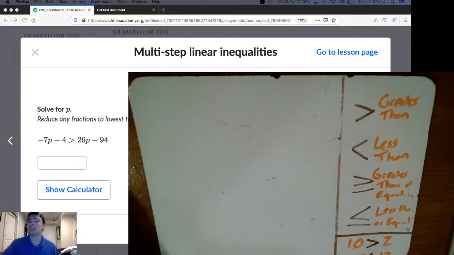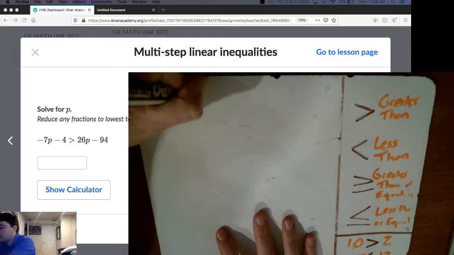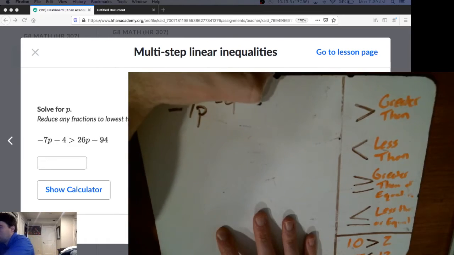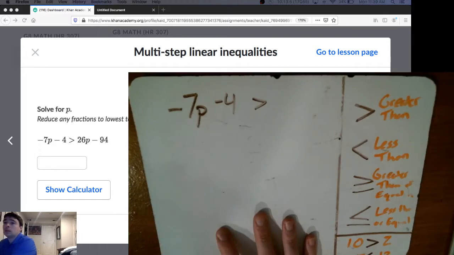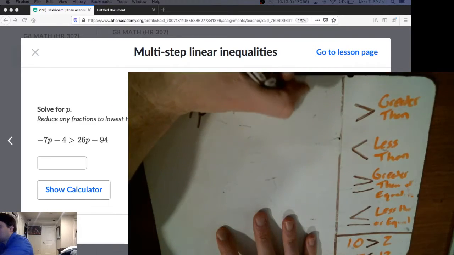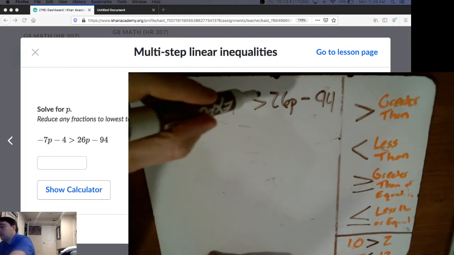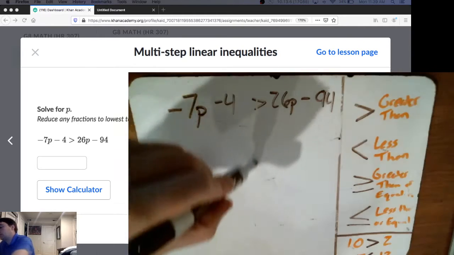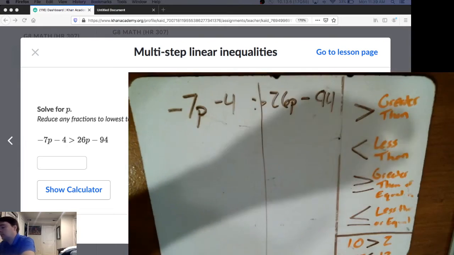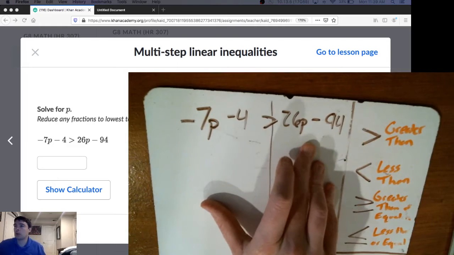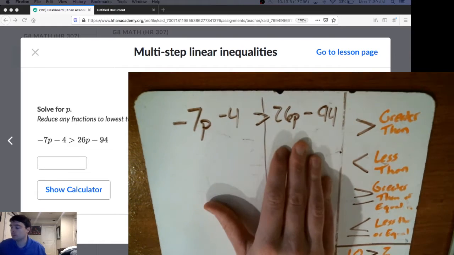The next inequality says negative 7p, negative 7 multiplied with p, minus 4, needs to be greater in value than 26 times p minus 94. I'll draw my line, my river, through the inequality again. And I would encourage you, before you watch me do this problem, to try solving this on your own.